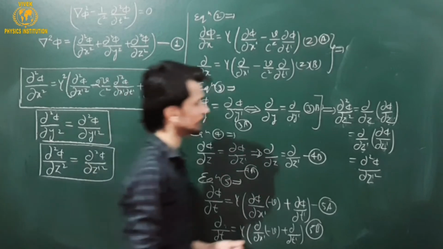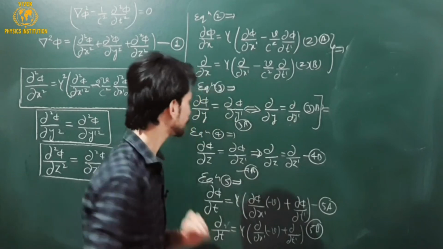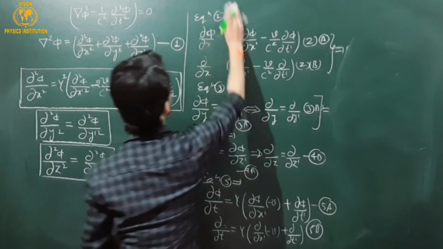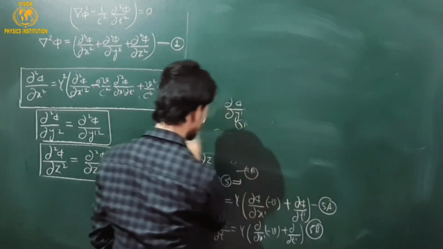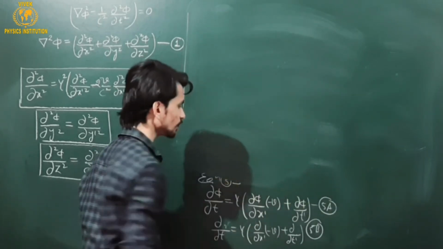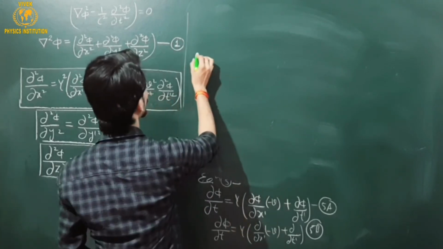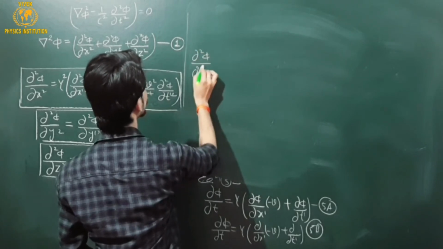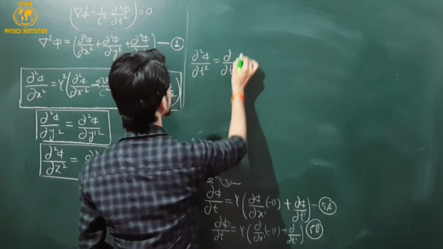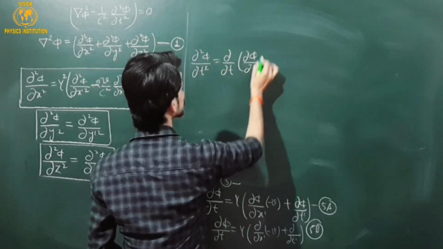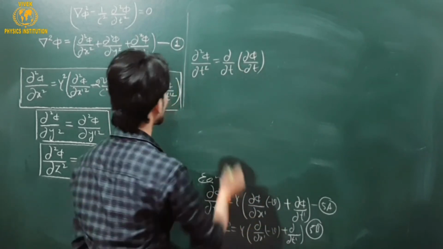Now the turn is for the second derivative of phi with respect to t. So let me remove all these equations except this fifth equation. From the fifth equation I will get the value of del square phi over del t square, the second derivative of phi with respect to t. So this will be del over del t into del phi over del t. The value of both can be written from these equations.